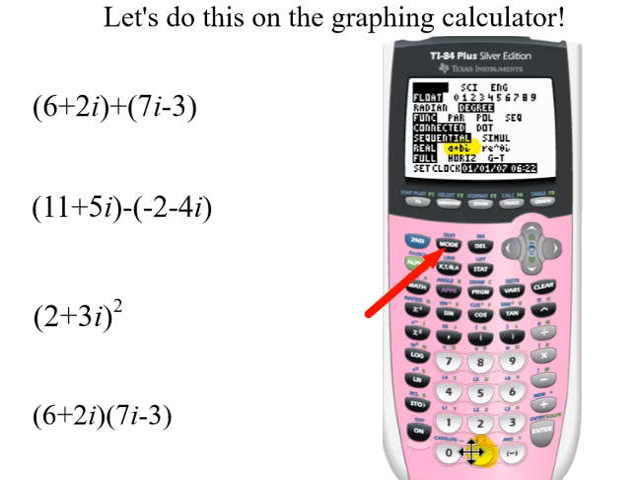So try the remainder of these problems with typing them into the calculator. This concludes the lesson on complex numbers.